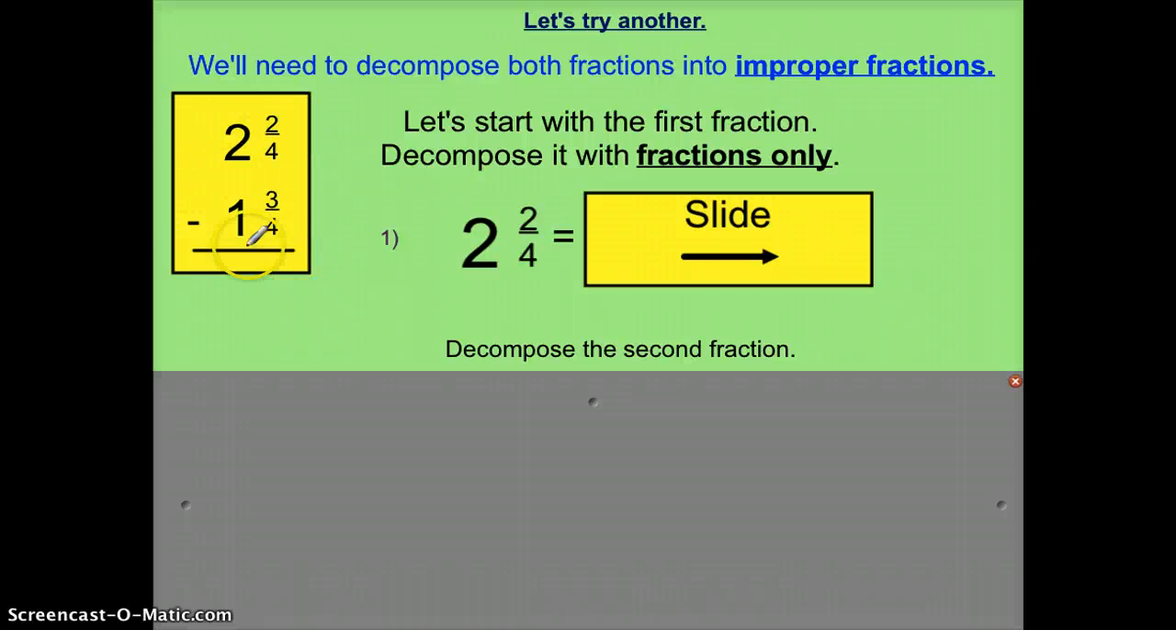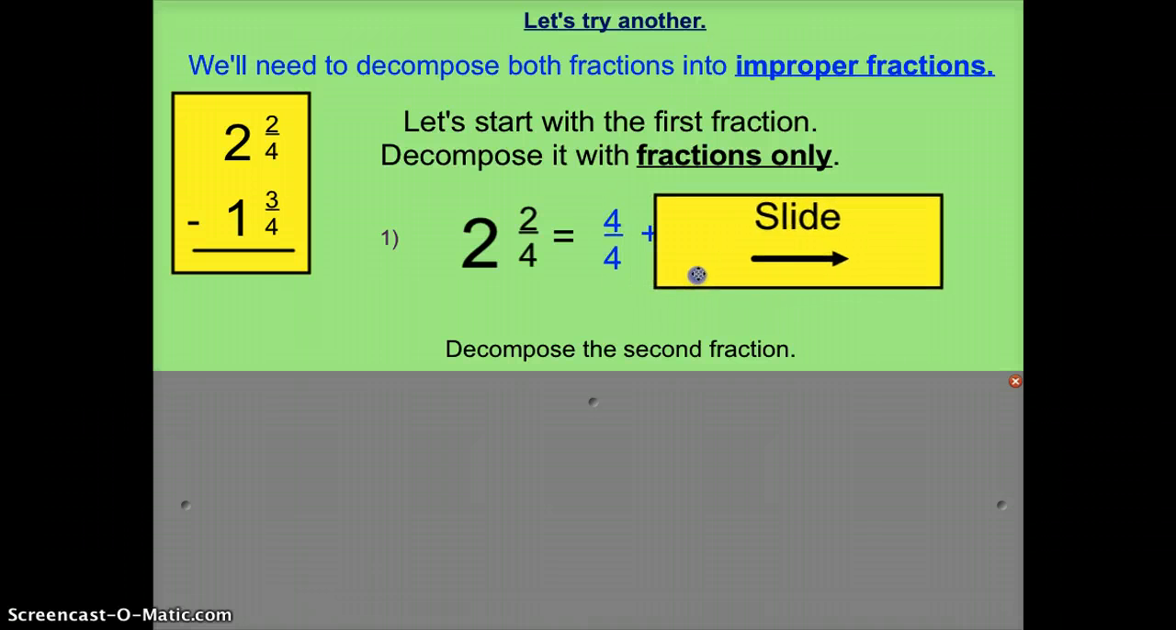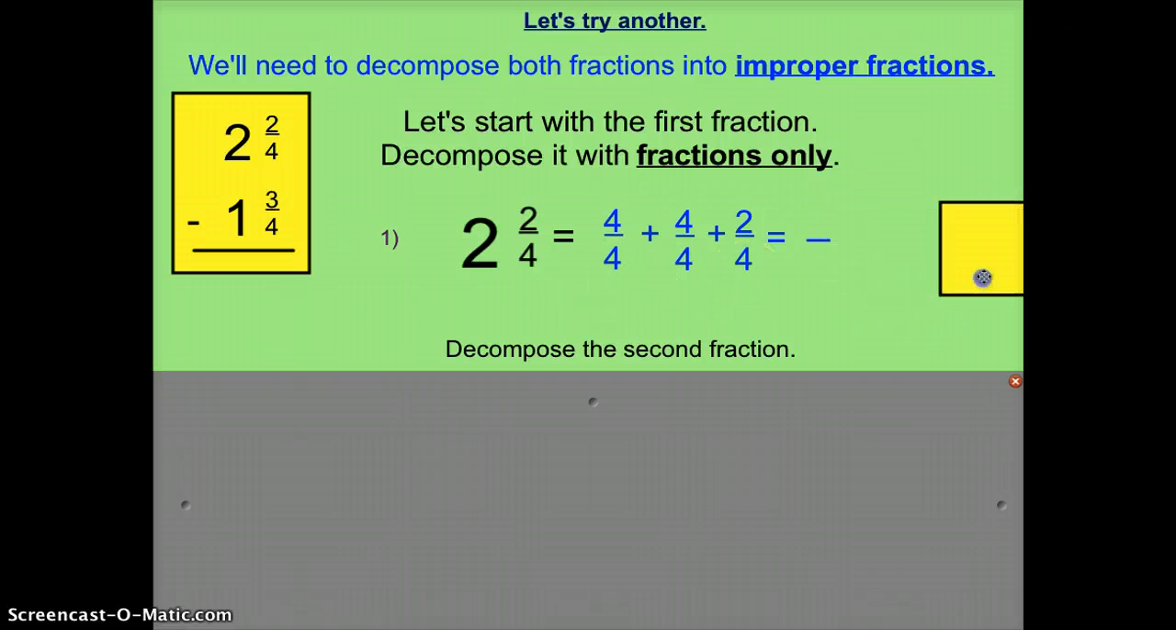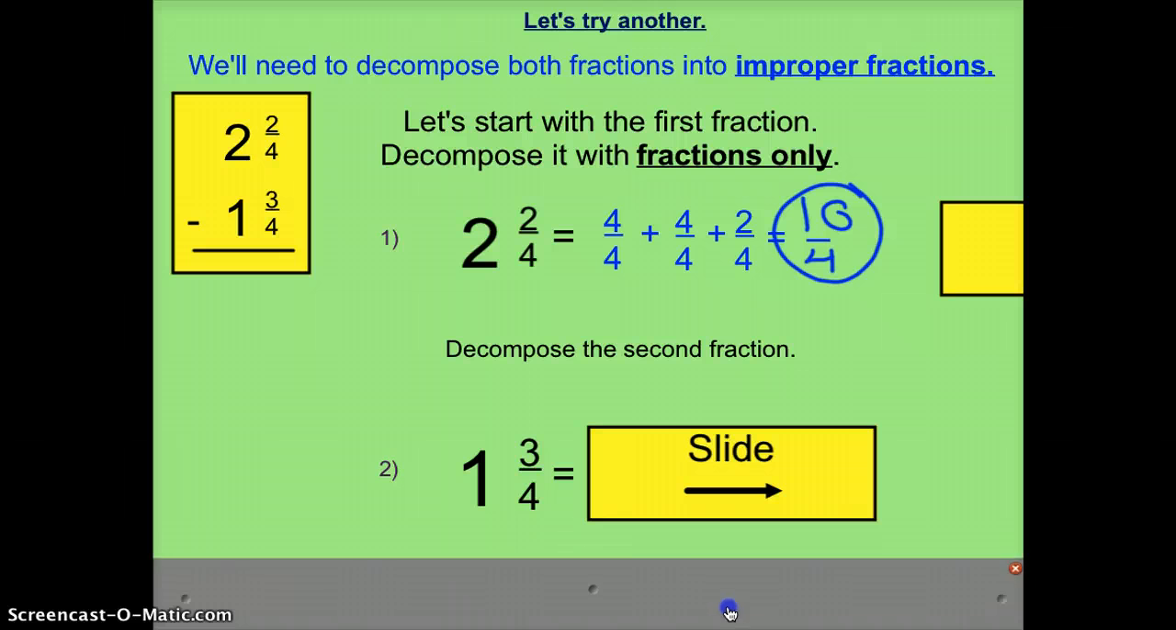2 and 2/4 minus 1 and 3/4. 2/4 minus 3/4. Can't do that without regrouping, so we'll look at how we can do it. First thing, decompose this into an improper fraction. Based on the 4, the size of 1 whole is 4/4, and I have 2 of them, so we're going to see 4/4 twice. 4/4 once, 4/4 twice, plus 2/4. This mixed number has 2 wholes and 2/4. This number sentence has 2 wholes and 2/4. 4 plus 4 is 8, plus 2 is 10. 10/4. We'll use that in a minute.